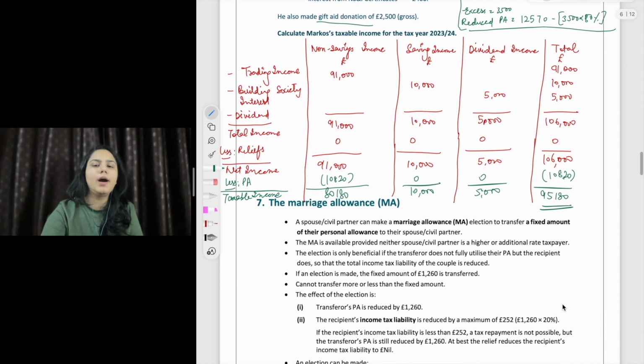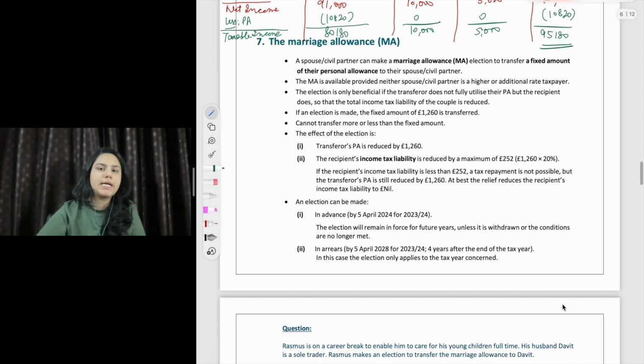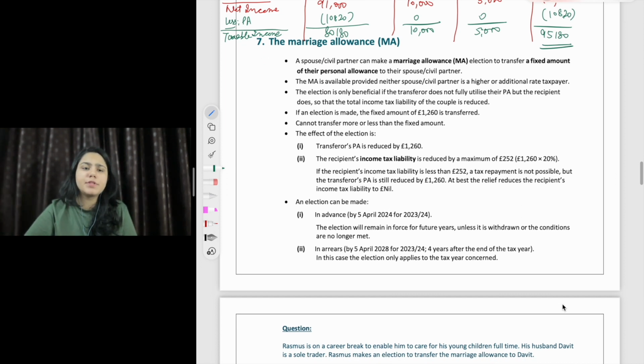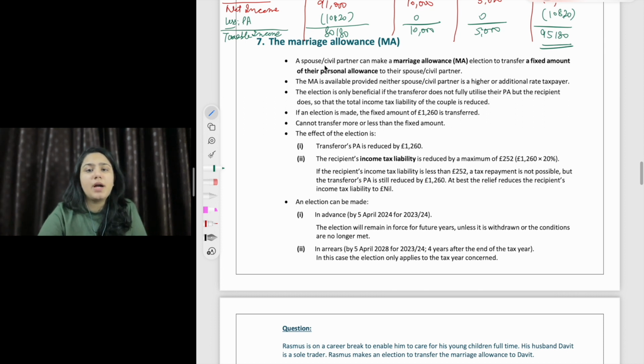Now let's move on to our next topic, marriage allowance. As I told you in the topic of personal allowance, in certain scenarios an individual is allowed to transfer some part of their personal allowance to their spouse or civil partner. Now you will ask, what is a civil partner? A civil partner is similar to a spouse: when you're not legally married to someone but you're living with them, you can register yourself as a civil partner in the UK. You will get the same benefits as a spouse gets. So an individual can transfer some part of their personal allowance to the spouse or civil partner.